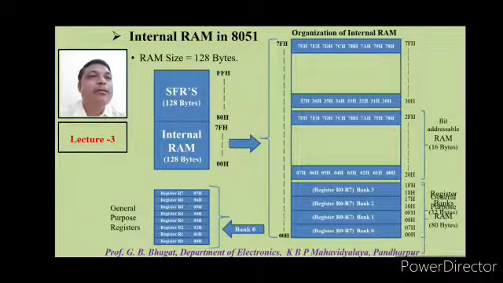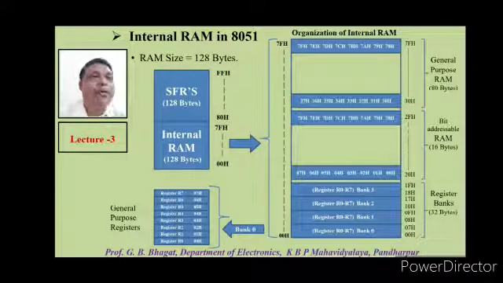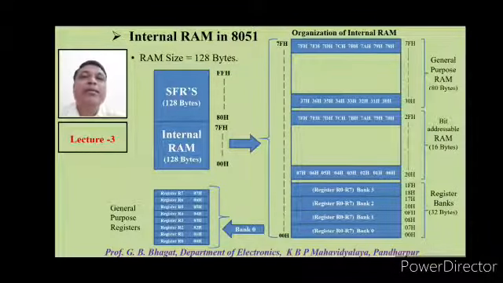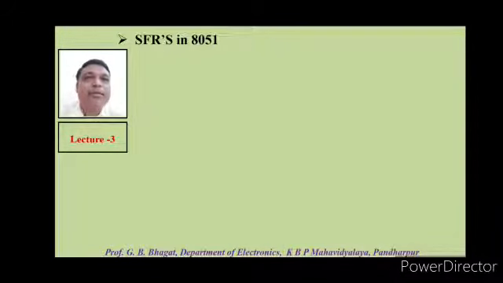The next block or next locations of RAM are total 80 bytes of RAM that can be used as general purpose RAM, and this general purpose RAM is assigned from address 30H to 7FH. These are the 80 locations or 80 bytes that can be used as general purpose RAM in the 8051 microcontroller. The next, let us see SFRs in 8051.